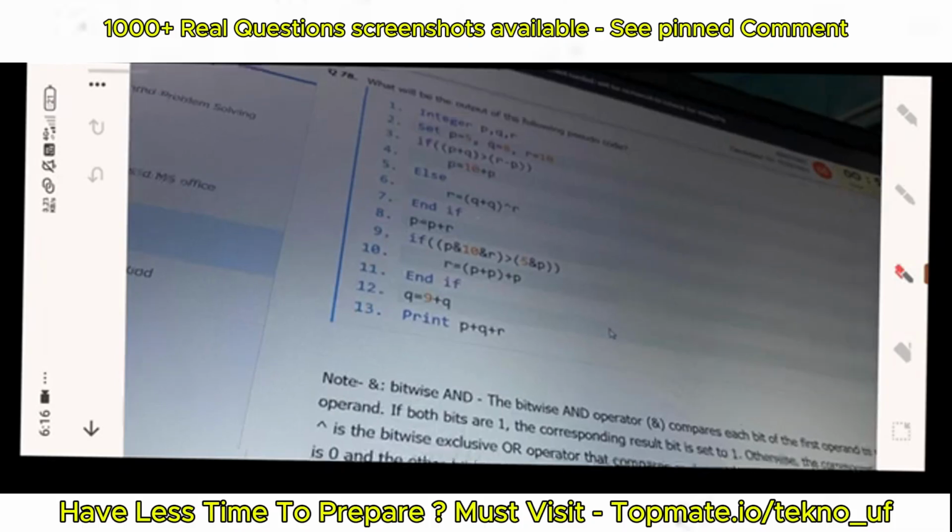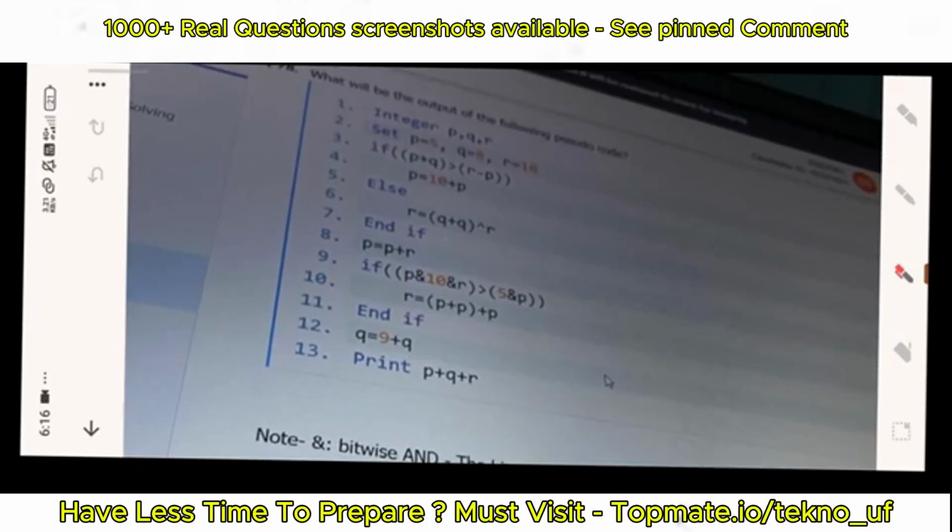So we are at first checking the if block. So p plus q means 5 plus 8, that is 13. And it is greater than r minus p. So value of r is 10 and p is 5. So 10 minus 5 means 5. So this is true. So 13 is greater than 5. So value of p is equal to 10 plus p. So the new value is 10 plus 5, so this becomes 15.